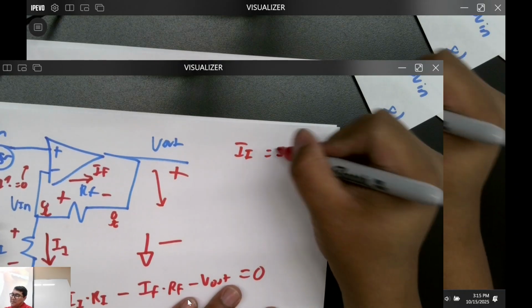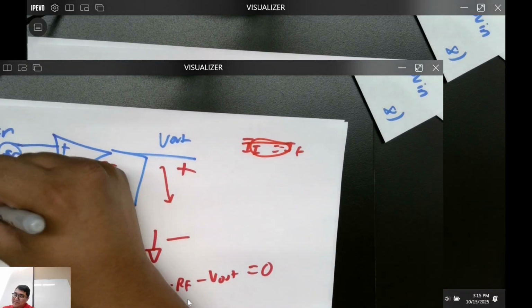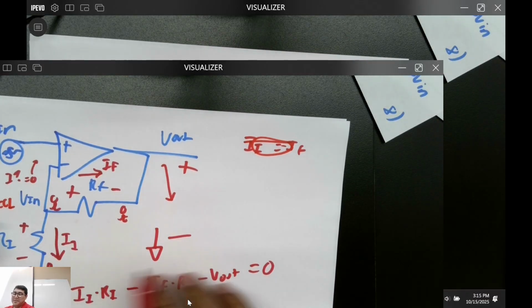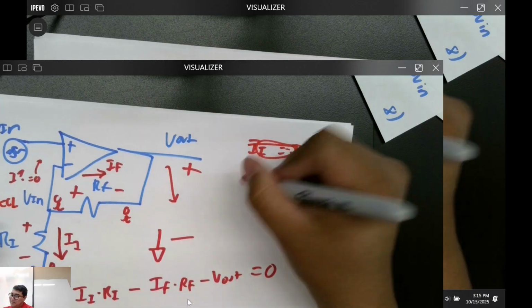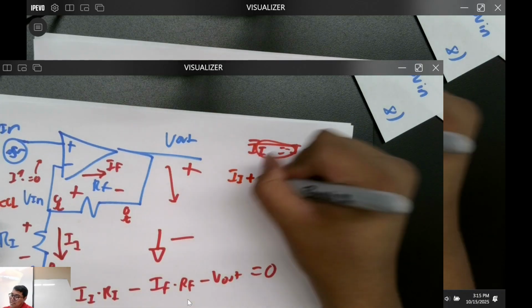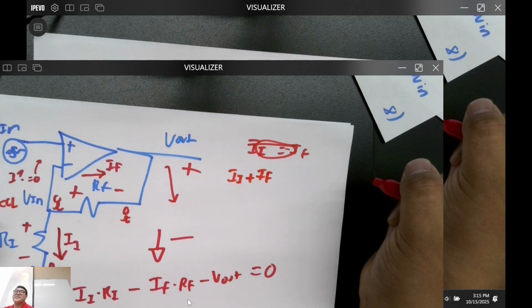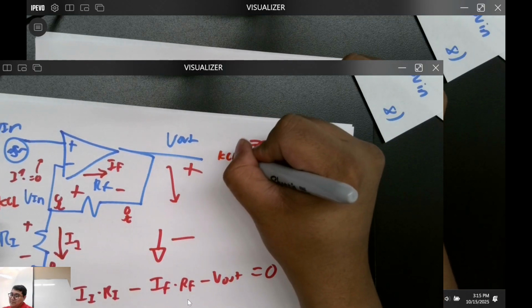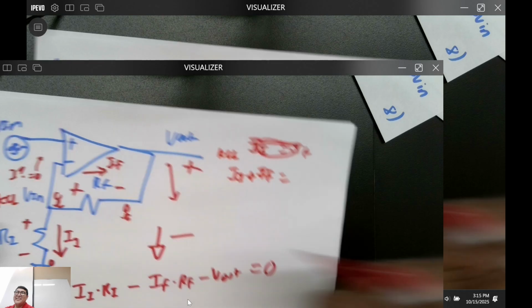Actually, let me just do something even better. KCL fundamentals. What's coming out? Well, II plus IF. KCL, what's going in? Nothing.